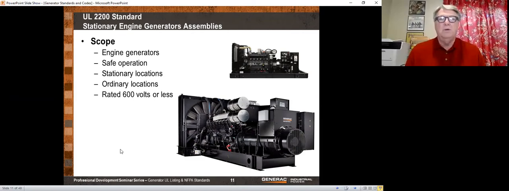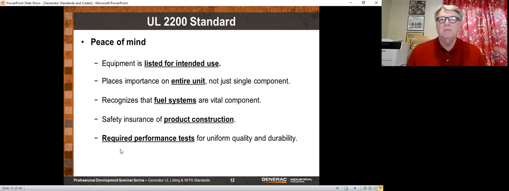And finally, we get to the most important, that's UL 2200. We're going to talk a lot more about that in coming slides, so I'm not going to spend a lot of time on it here, but make sure that your generator has a UL 2200 sticker on it. The inspector may want to see that.